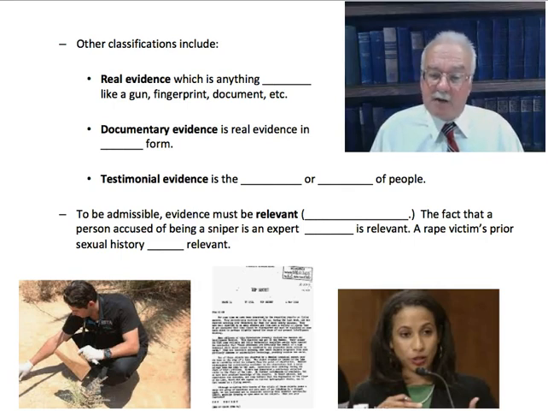Now, to be admissible, evidence must be relevant. It must relate to the case. The fact that a person accused of being a sniper is an expert sharpshooter is relevant. A rape victim's prior sexual history is not relevant. So it has to relate to the case at hand.